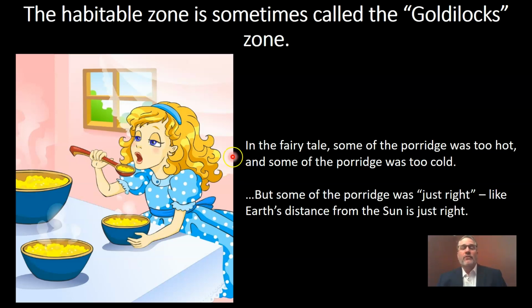They call it the Goldilocks zone because, like in the fairy tale, Goldilocks, as she was sampling the porridge from the bears, found that some of the porridge was too hot and some of the porridge was too cold, but some of the porridge was just right, like Earth's distance from the sun and its resulting temperature. So the Goldilocks zone and the habitable zone are really just two names for the same thing.